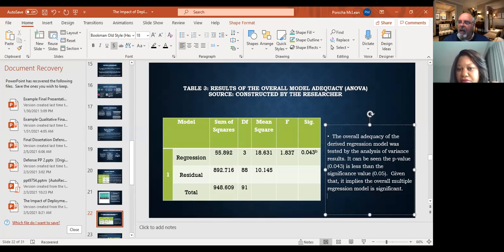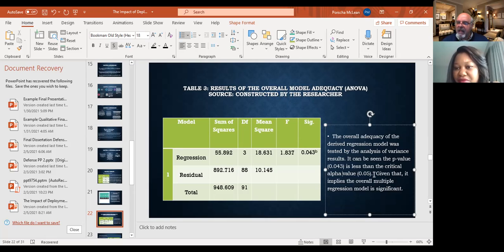All right, the overall adequacy of the derived regression model was tested. Analysis of variance results tested by the... now, it can be seen the p-value is less than the, so change that first "significance" to "critical." So the 0.05 is a critical, but just call it a critical alpha. Yeah, and you can leave value there, or you can delete it. I'll leave it. Yeah, good.